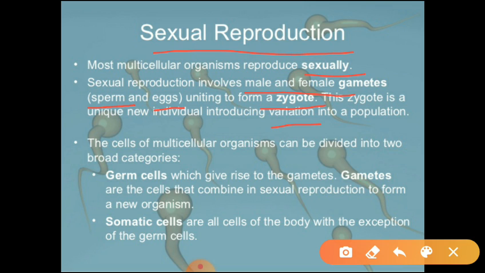The cells of multicellular organisms can be divided into two broad categories. First one is germ cells, second one is somatic cells. Germ cells give rise to the gametes. Gametes are the cells that combine in sexual reproduction to form a new organism. Somatic cells are all cells of the body with the exception of the germ cells.